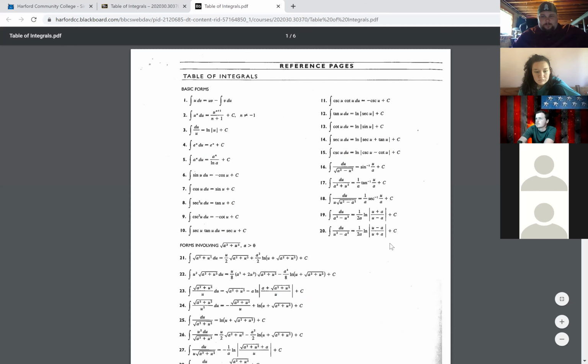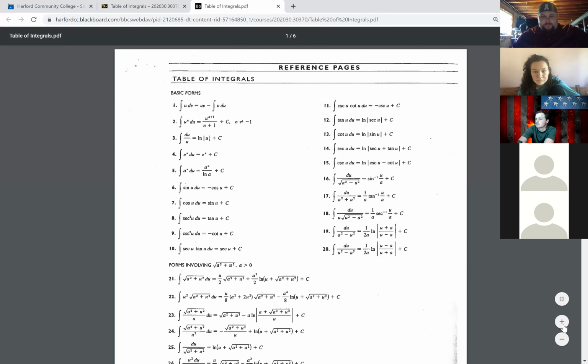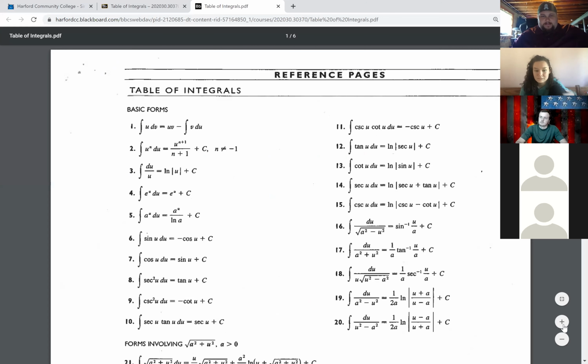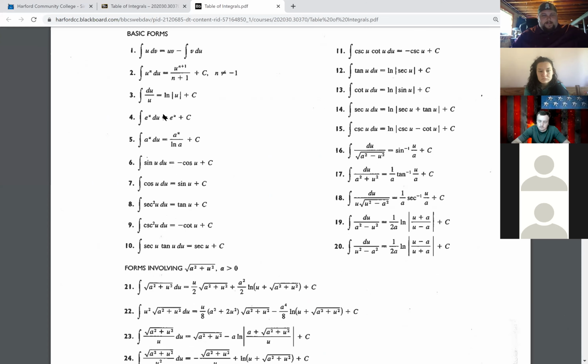So this is the table of integrals. And this came right out of the back of the textbook that I used from the course. You'll see that it's got a lot of basic stuff here, like the integral of u dv. Notice that's our integration by parts formula. It's got the integral of du over u. It's got the integral of secant squared. Things like the integral of secant.